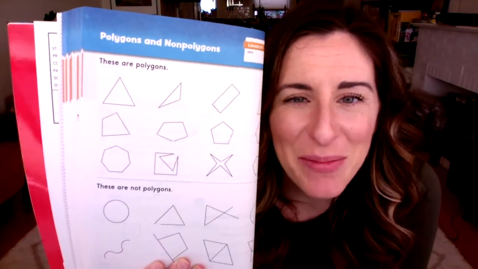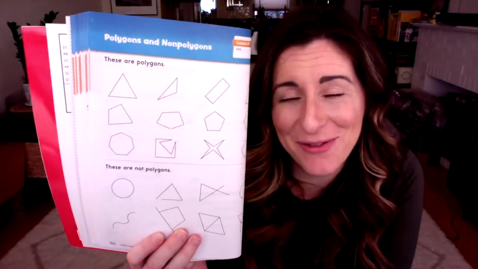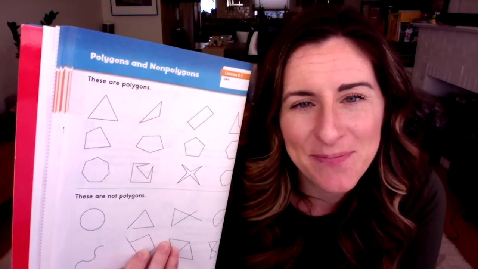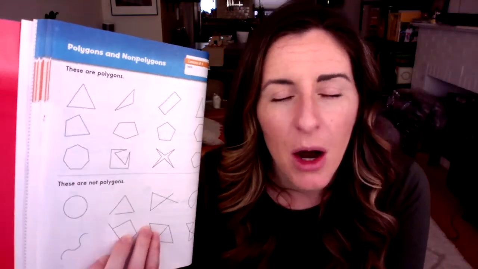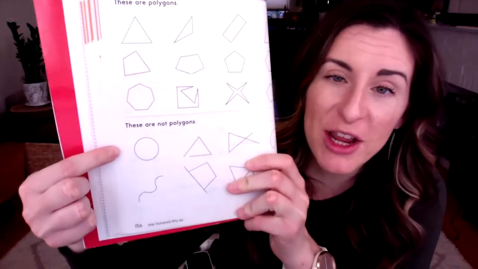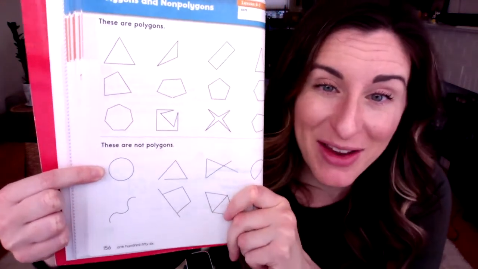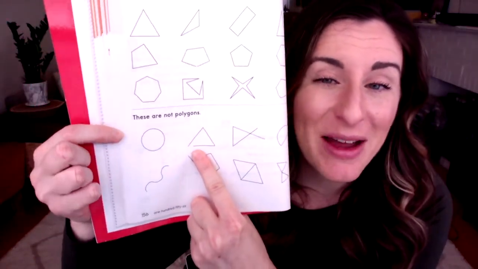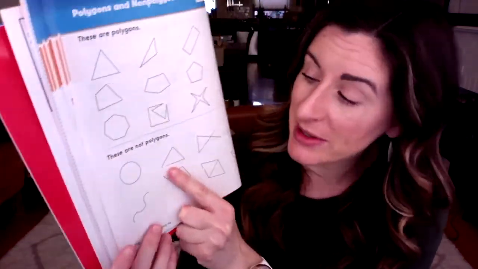The shapes at the top are polygons. Some of them have names that you can say and recognize, right? Like you see a rectangle, a hexagon, a pentagon, a triangle, a couple different triangles. The shapes at the bottom are not polygons, and let's name why. Well, this first shape is not a polygon because it's round. Can't be a polygon if you have curvy sides. This second shape is not a polygon because it's open. Can't be a polygon if you have an open side.